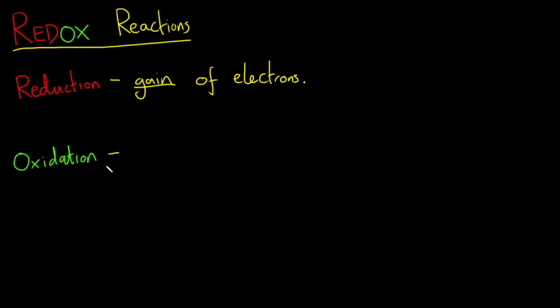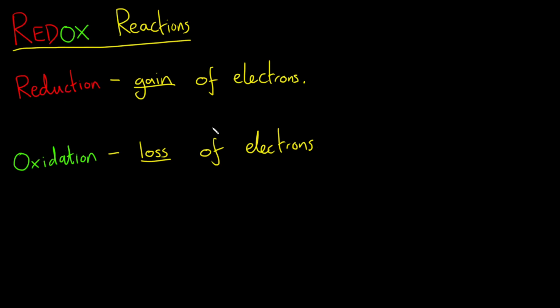And therefore, what's an oxidation reaction? Well, it's the opposite of that. Oxidation reactions, that is the loss of electrons. So we've got two different types of reactions here. A reduction reaction, which is the gain of electrons, and an oxidation reaction, which is the loss of electrons. And together, they form redox reactions. And that's where the name comes from. Red comes from reduction, ox from oxidation.